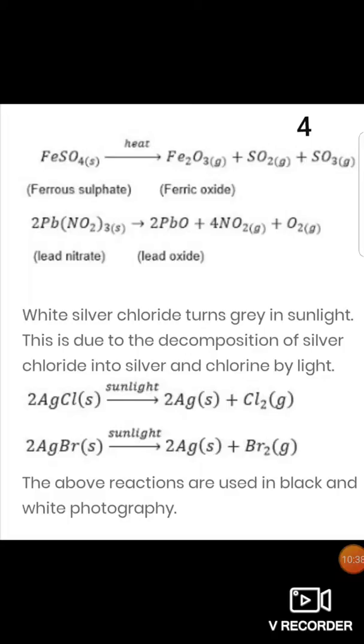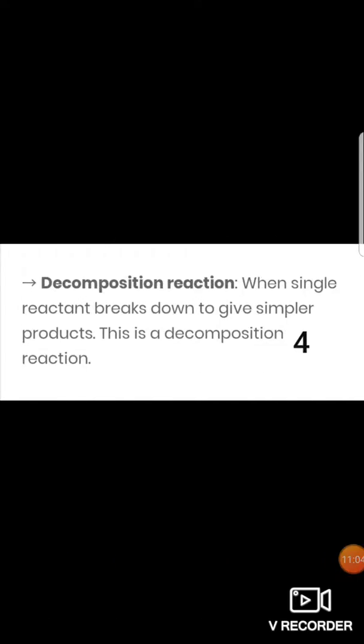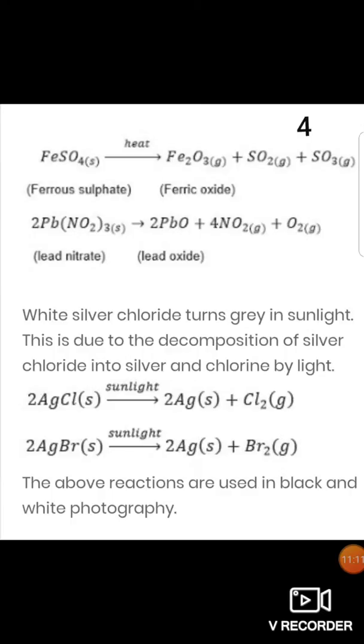Second example is lead nitrate, in solid form, which gives lead oxide plus NO2 plus O2. So here one reactant reacts and gives different products, lead oxide, nitrogen dioxide and oxygen. This is called a decomposition reaction. When a single reactant breaks down to give simpler products, this is a decomposition reaction.